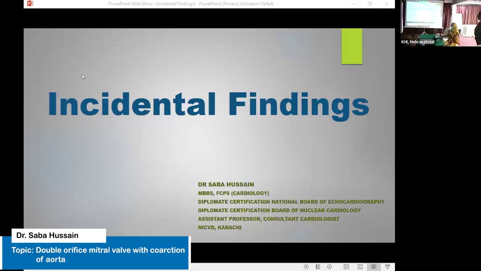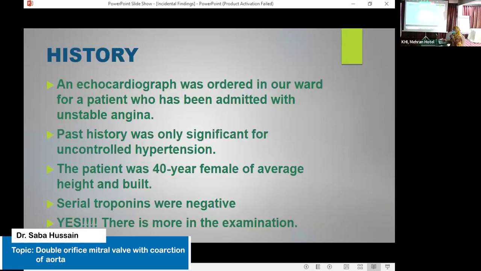For anyone unfamiliar with me, I'm Dr. Saba and I'm working as a consultant cardiologist at an ICU. So I wanted to share a case with a little atypical finding, I would say, an echocardiograph of a patient who was admitted in our ward.